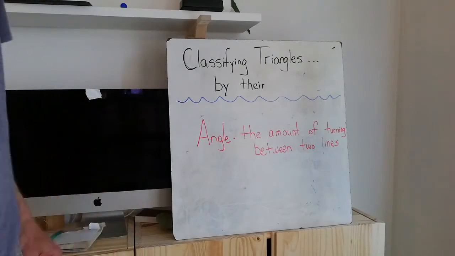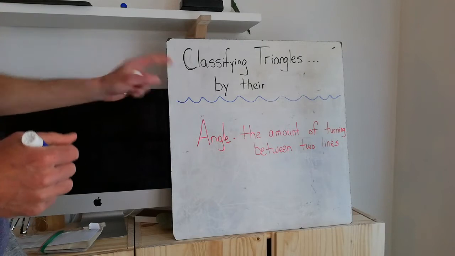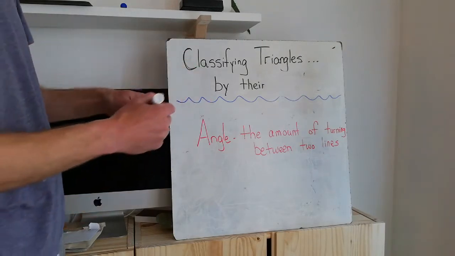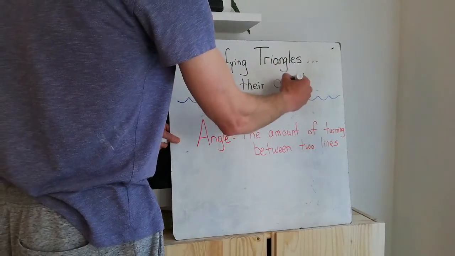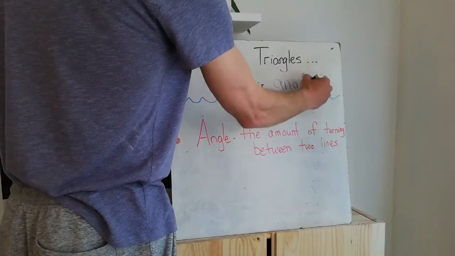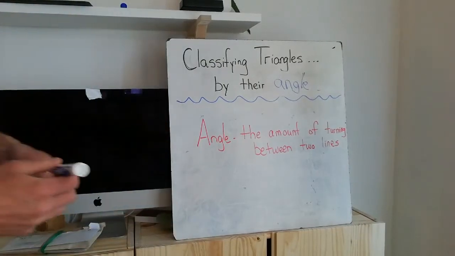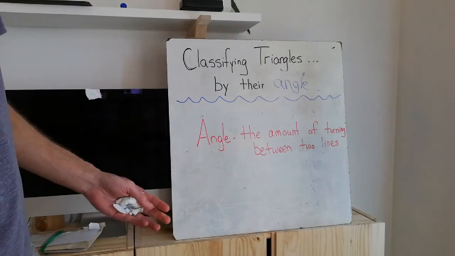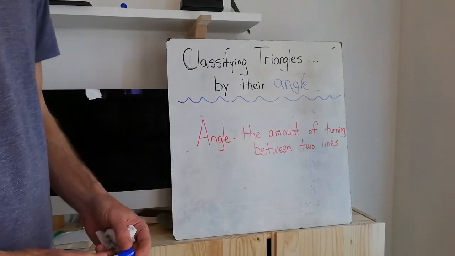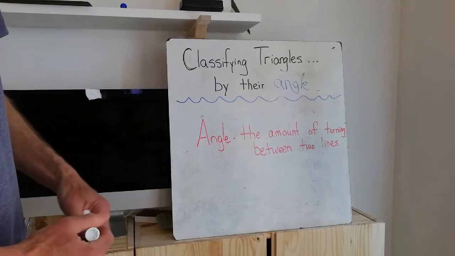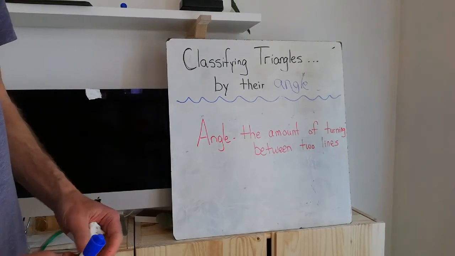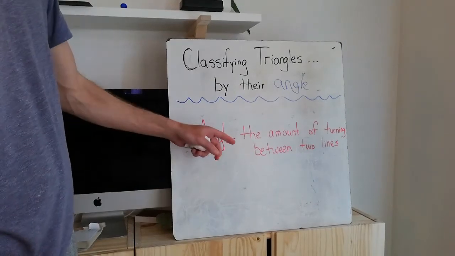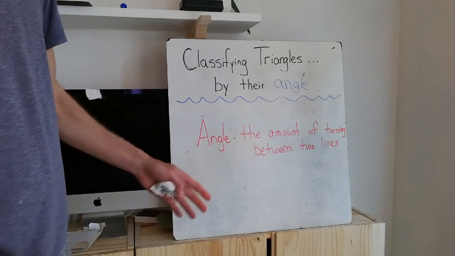Okay guys, so today's lesson, similar to yesterday but actually quite different. Classifying triangles by their angle. Yesterday was classifying by the side length, today is by the angle. You guys have all heard of the word angle in terms of a rectangle or a triangle, but we're going to be talking about angles a little more specifically. First, the definition of angle: the amount of turning between two lines.